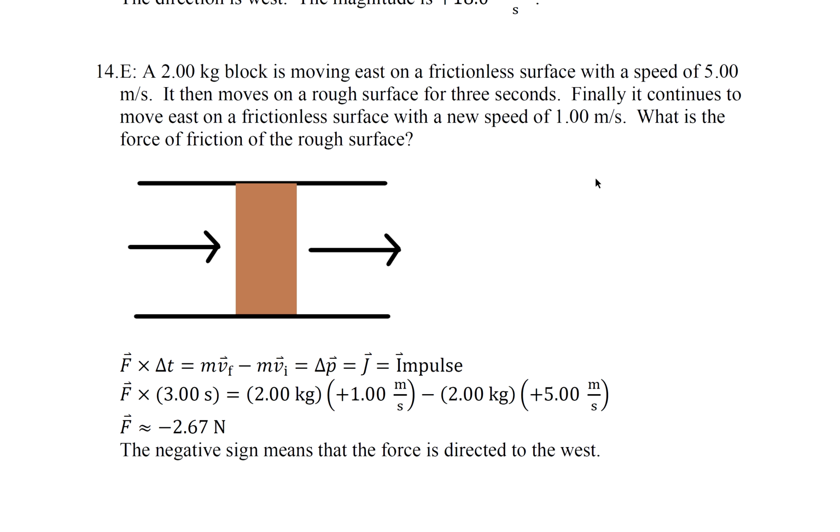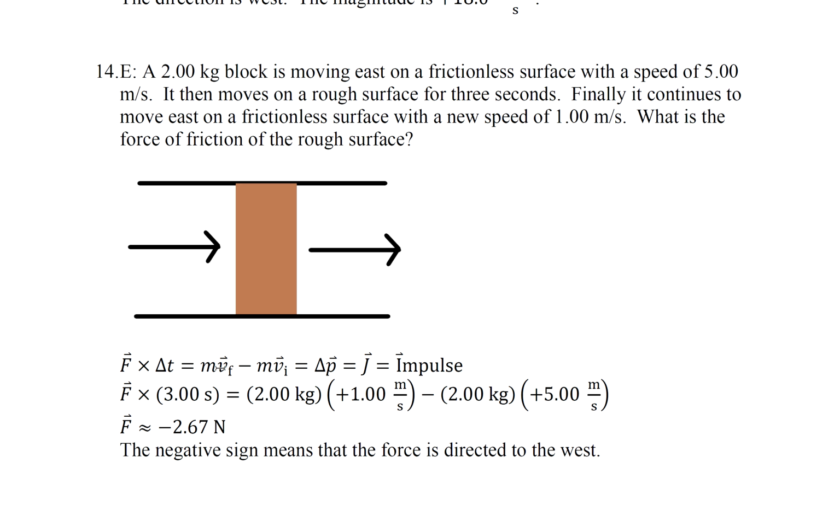Question 14. A 2 kilogram block is moving east on a frictionless surface with a speed of 5. It then moves on a rough surface for 3 seconds. Finally, it continues to move east on a frictionless surface with a new speed of 1. What is the force of friction on the rough surface? When we draw this image, we notice that the object slows down on that brown surface. So let's just use this equation. Say positive x is to the right or east.